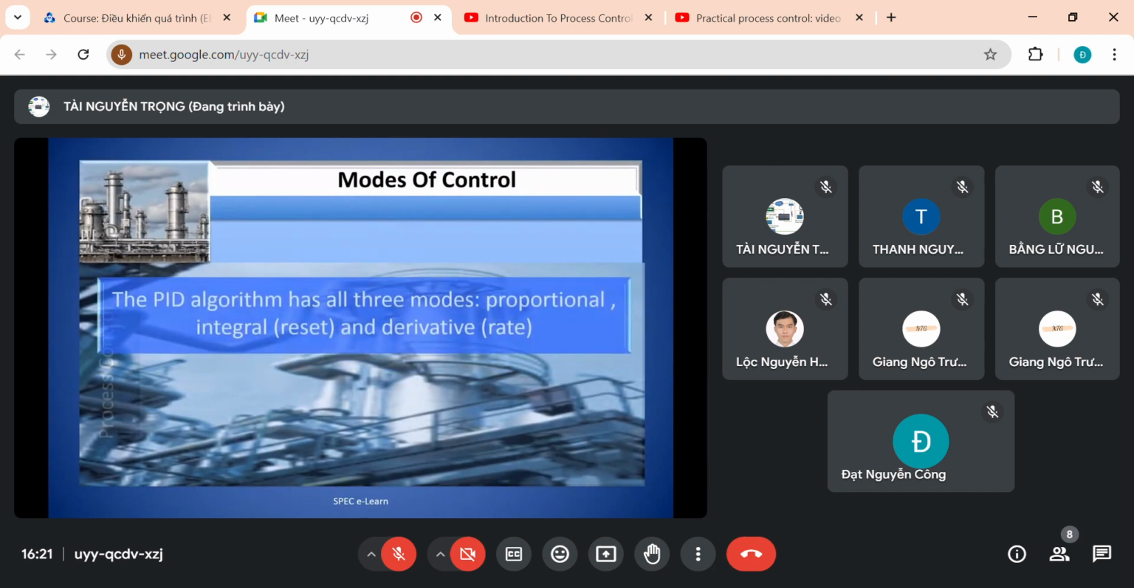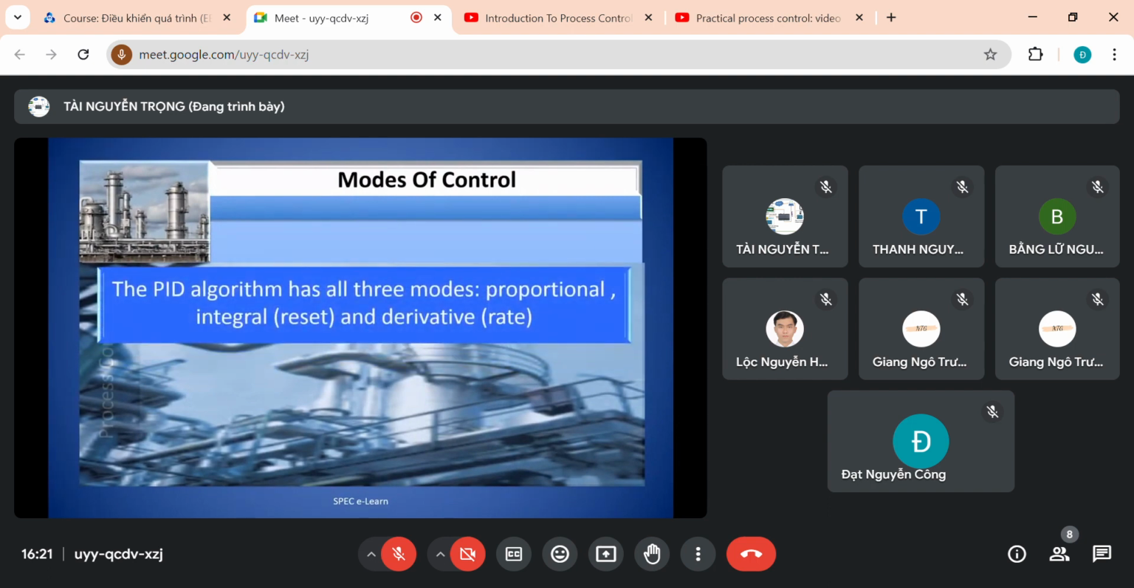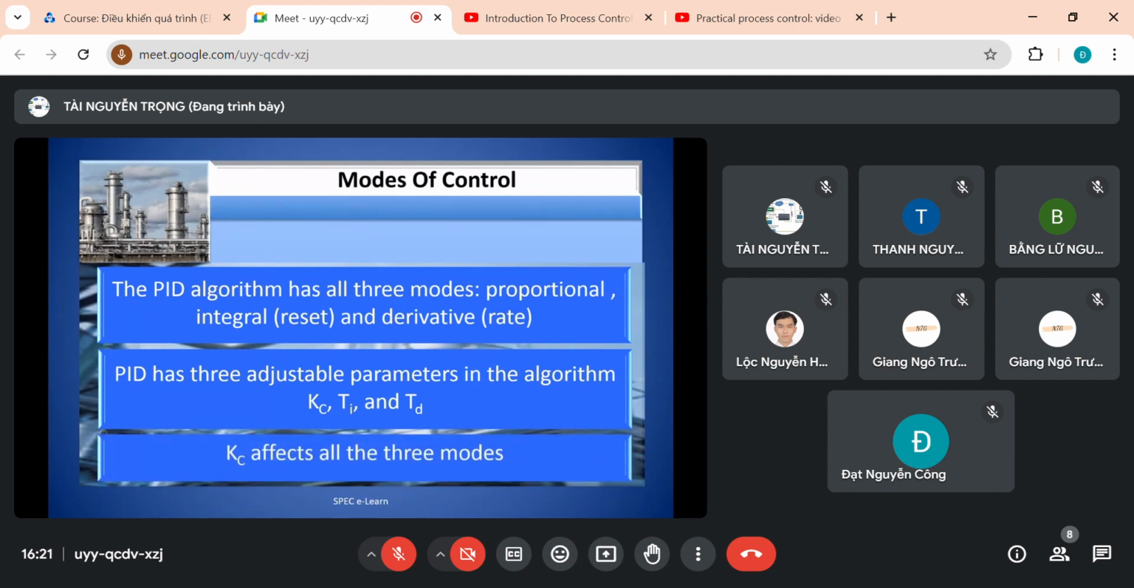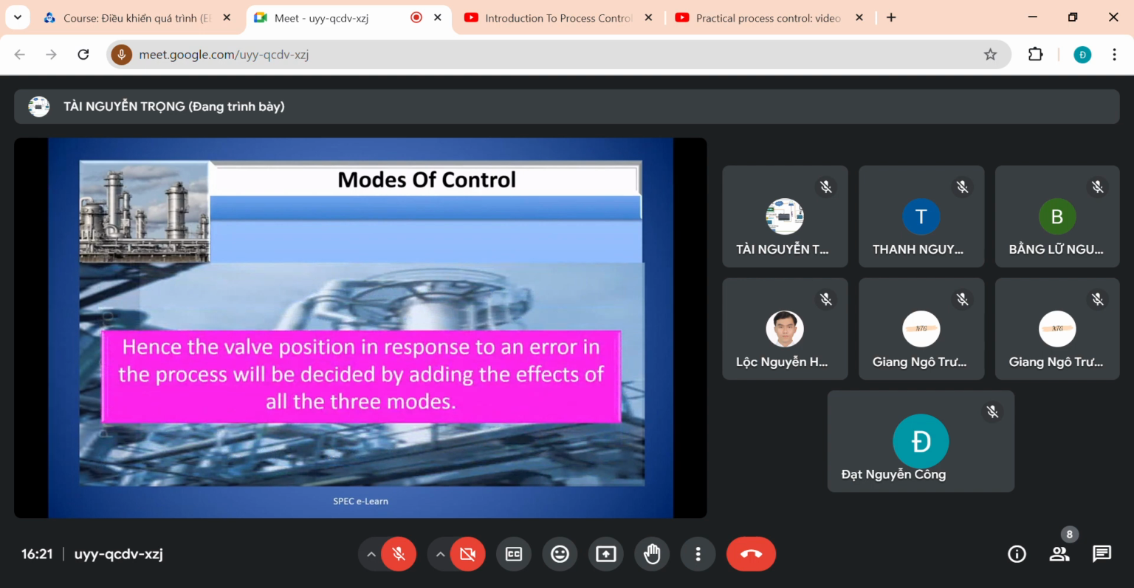The PID algorithm has all the three modes: proportional, integral or reset, and derivative or rate. PID has three adjustable parameters in the algorithm: Kc, the controller gain; Ti, integral time; Td, the derivative time. Kc affects all the three modes. The valve position in response to an error in the process will be decided by adding the effects of all the three modes.